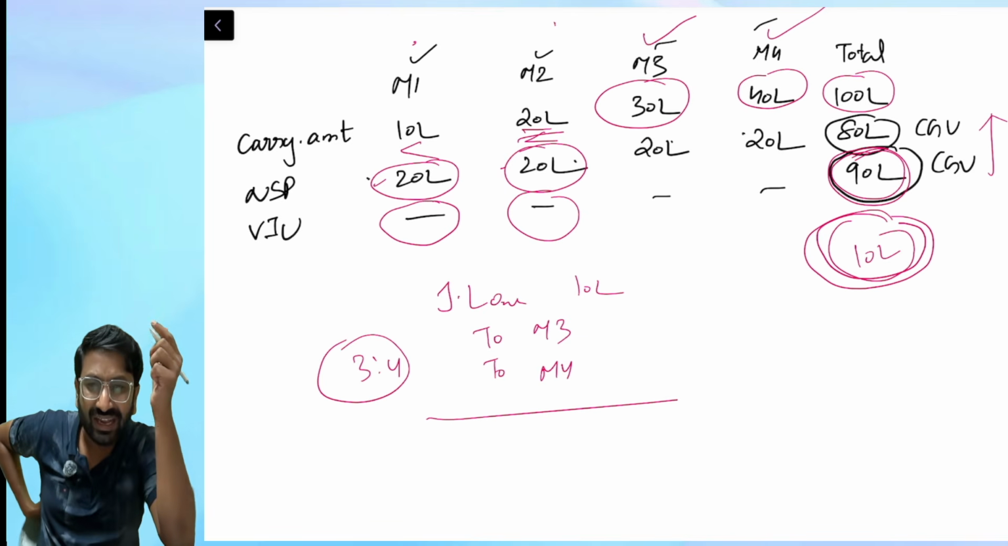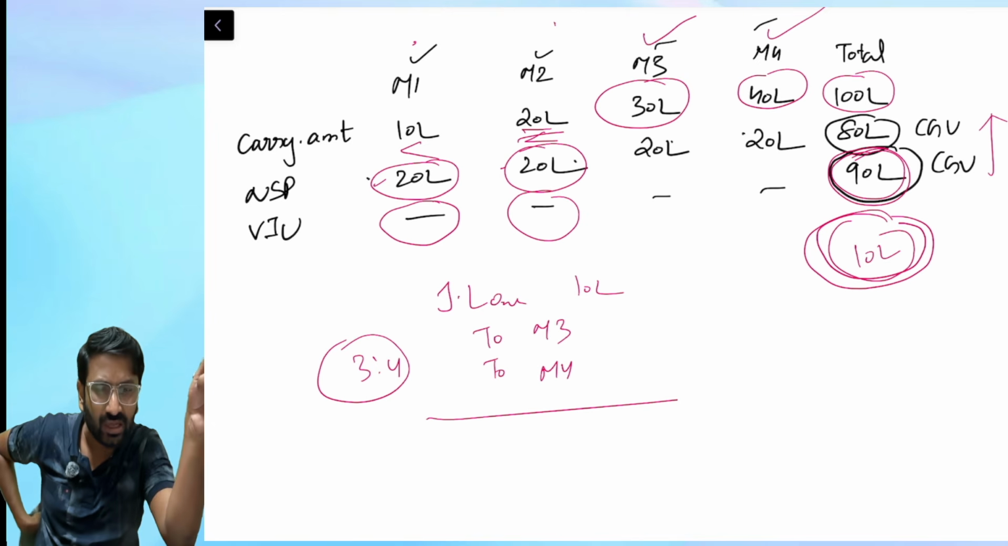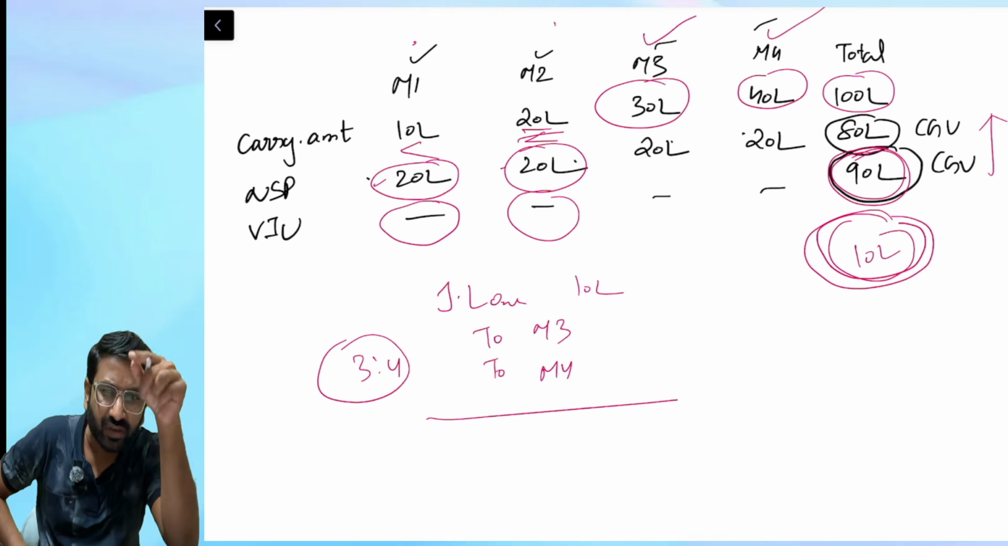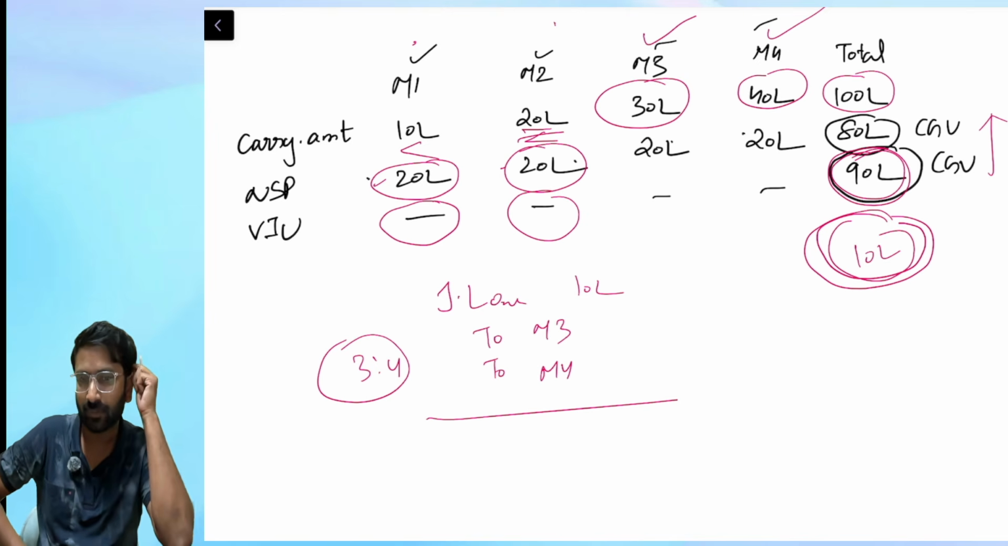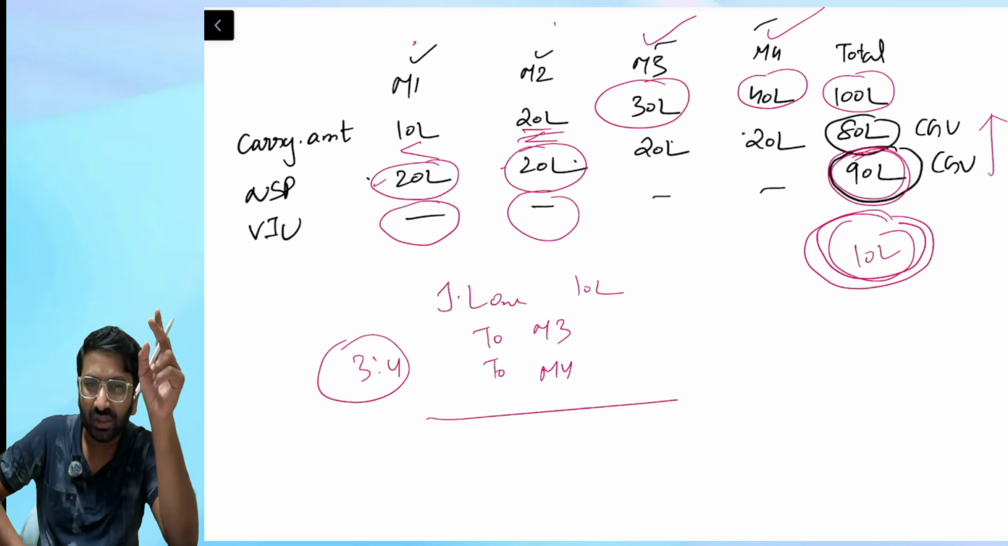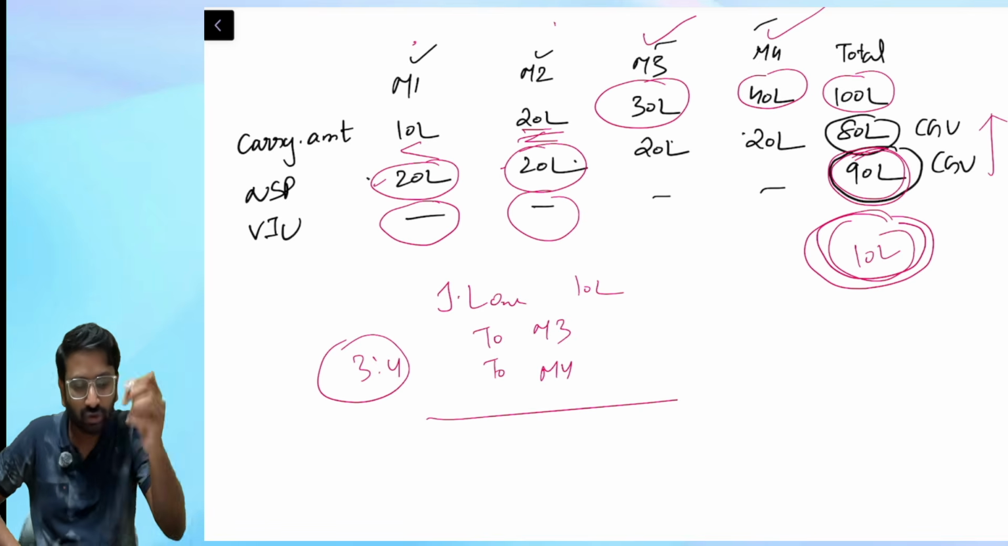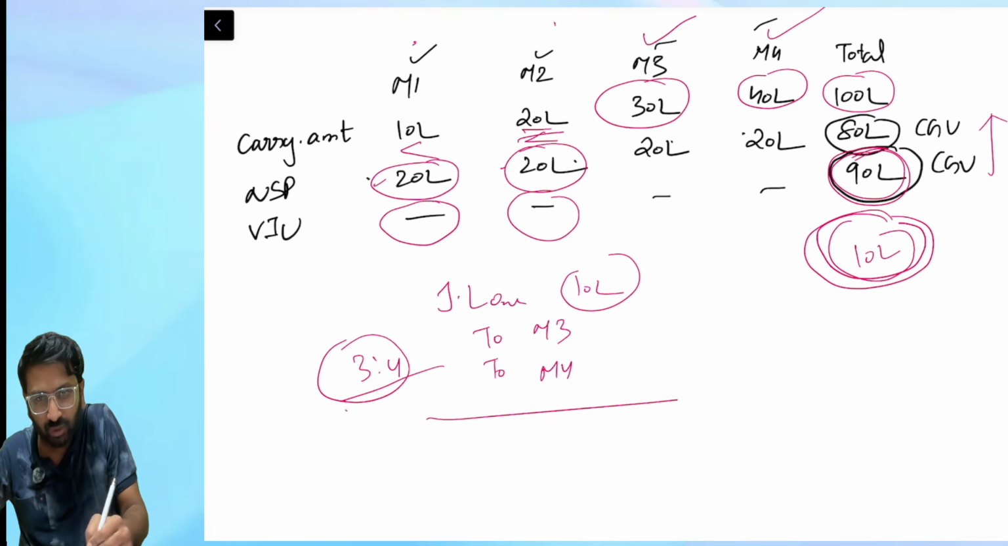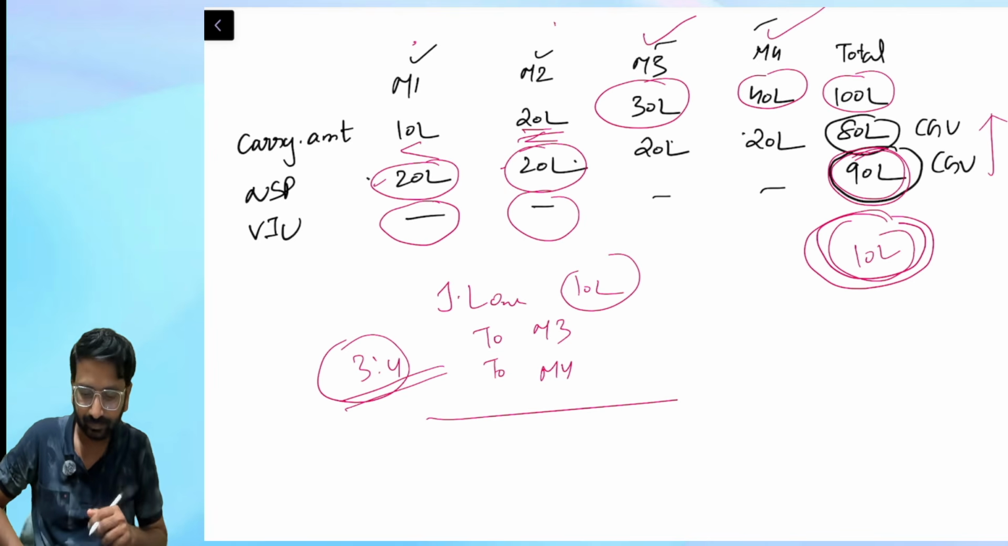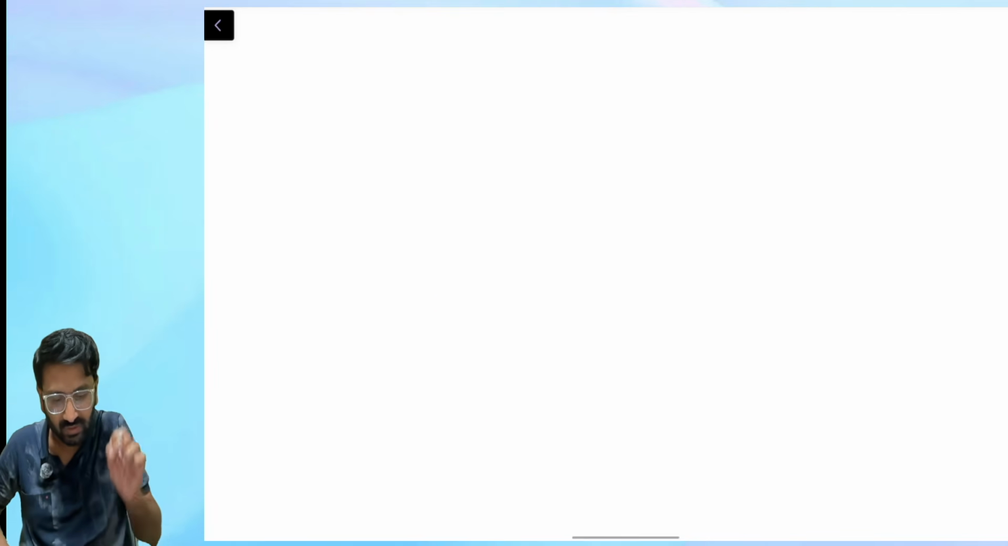Whenever NSP is given separately, you need to verify individually whether the machine is impaired or not. And in this example, only third machine and fourth machine is impaired. So 10 lakh is going to be spread in the ratio of 3:4. Is that clear? Okay. One last example.